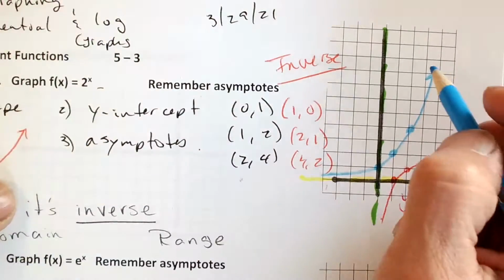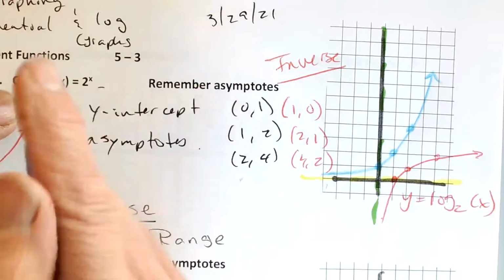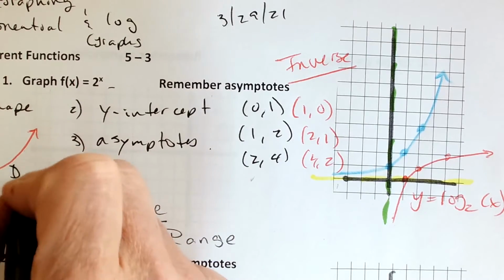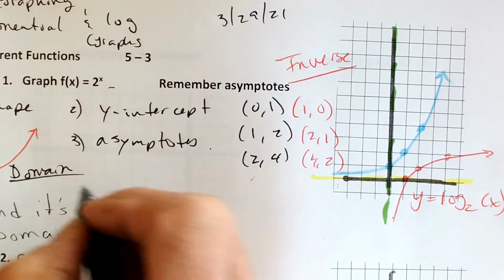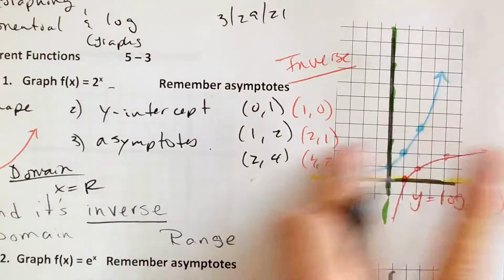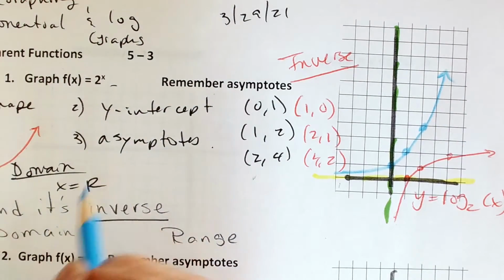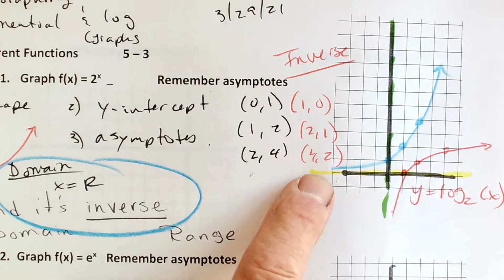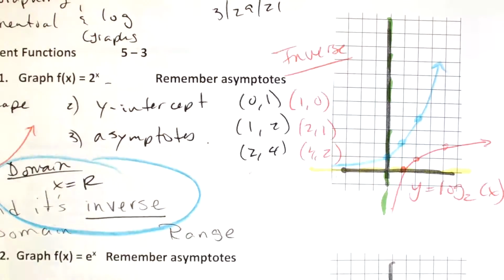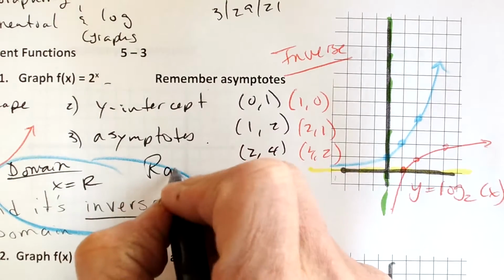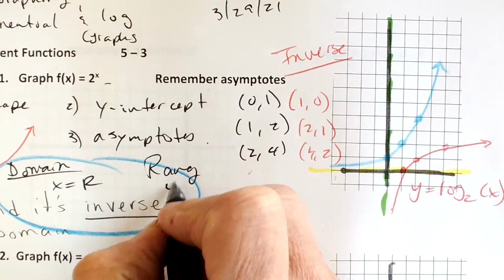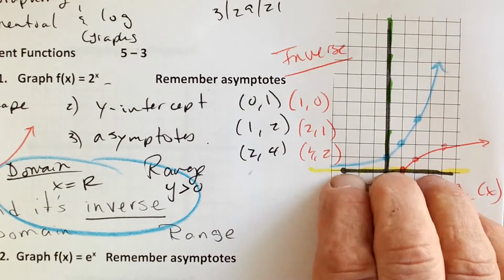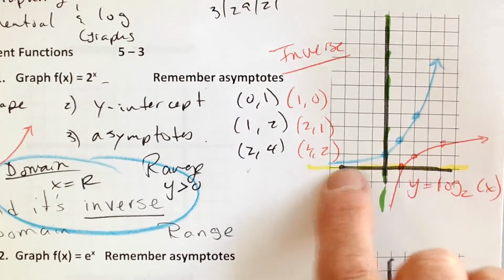Domain of the exponential, the blue one, is x equals all real numbers, okay? Right? But the range is y is greater than 0, okay? It starts and goes up, right? It starts and goes up, never touches 0, but goes up.